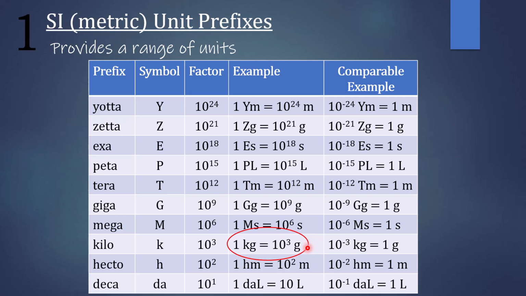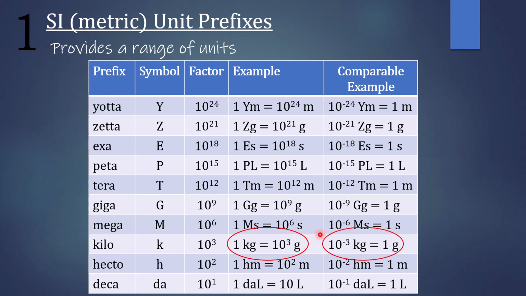Those units are totally interchangeable. So in other words, I could say 1 kilosecond is equal to 10 to the third seconds, or 1 kilometer is equal to 10 to the third meters. So just because this example is using grams doesn't mean I can't switch it out with another type of unit.